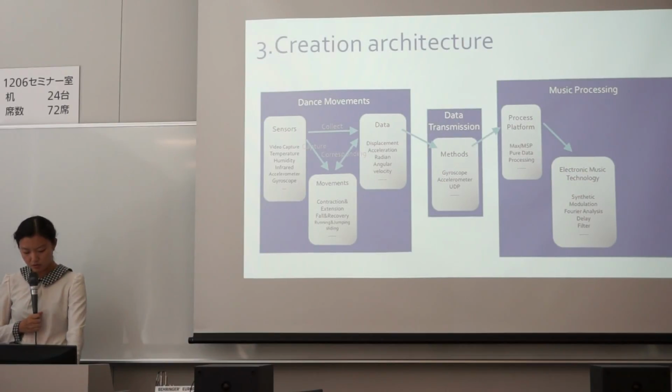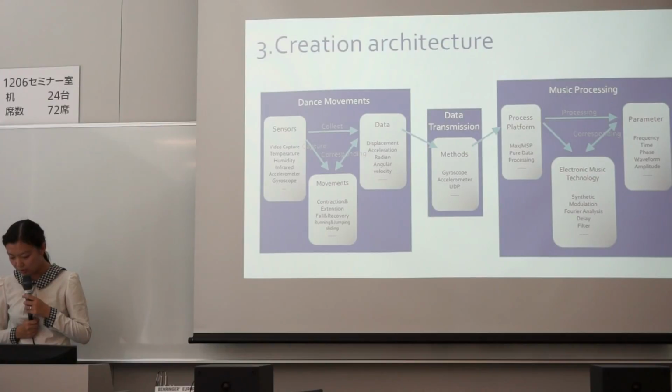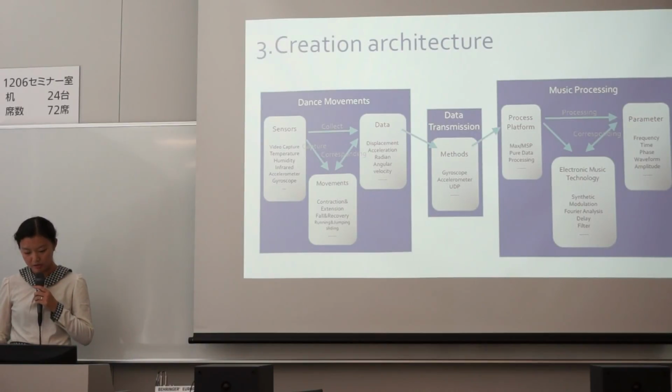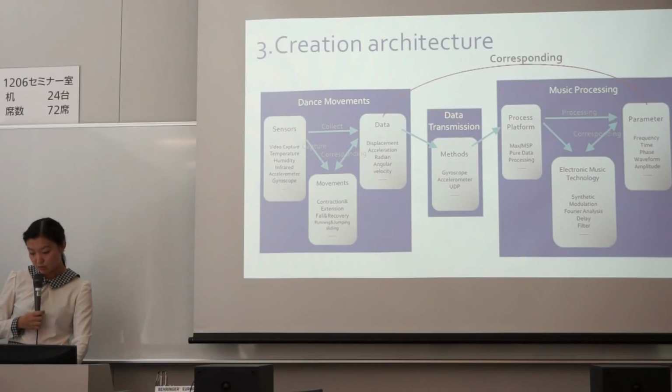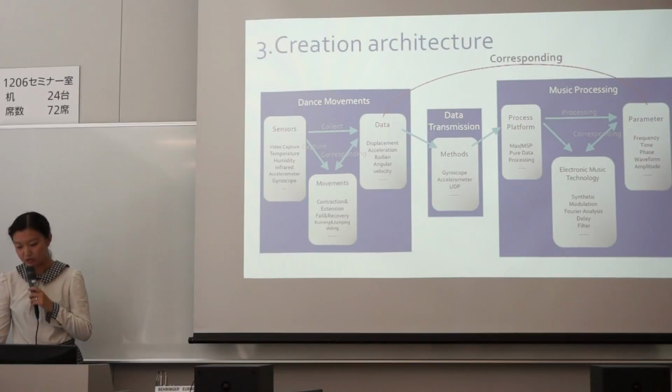This is electronic music technology. When creating the electronic music, composers design the electronic effects. The basic technologies of electronic music include synthesis, modulation, Fourier analysis, delay, filtering, and so on. Each technology has specific parameters such as frequency, time, phase, amplitude, and so on. Composers should consider the change of these parameters and their relationship with dance movements. These parameters correspond to the parameters of dance movement and connect the three modules together to form a complete structure.